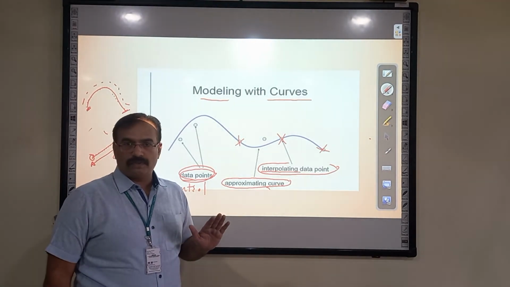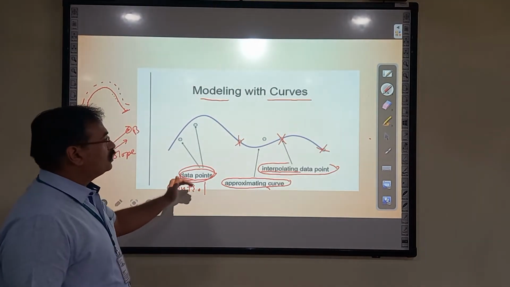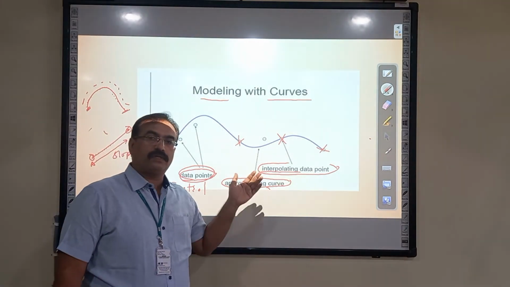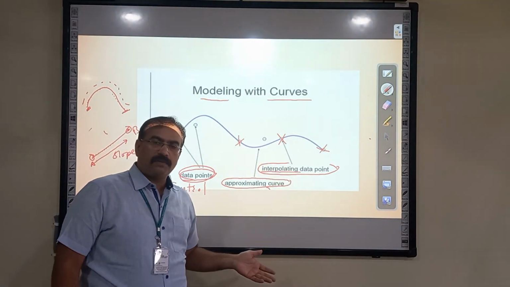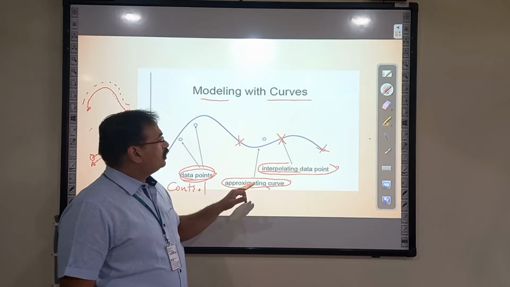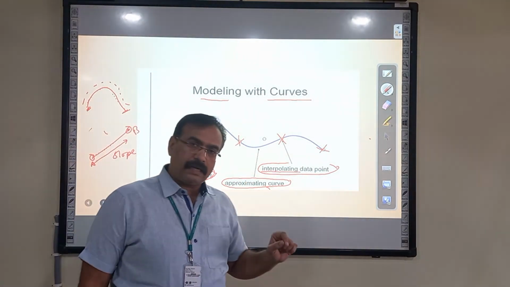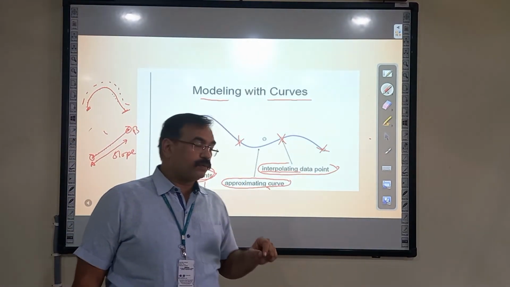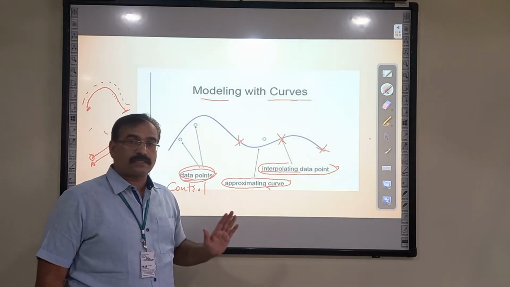That also we will have to define, because defining only data points is not going to define the curve, as we have seen that a number of possible curves can be generated, whereas interpolating points will tell me exactly which point the curve must pass.